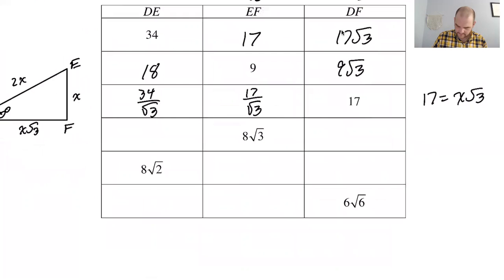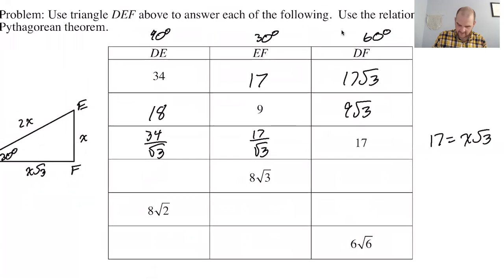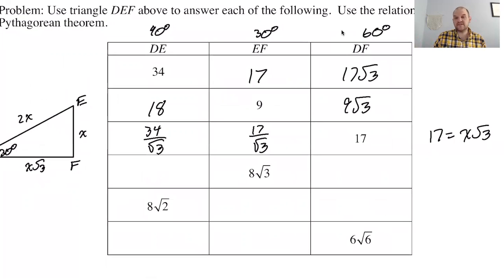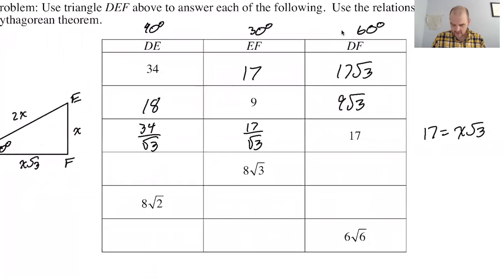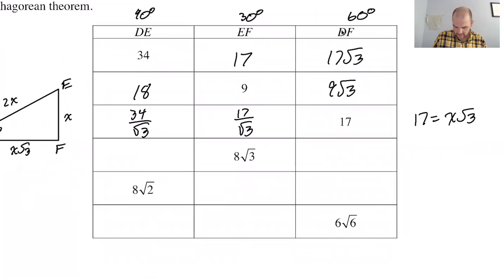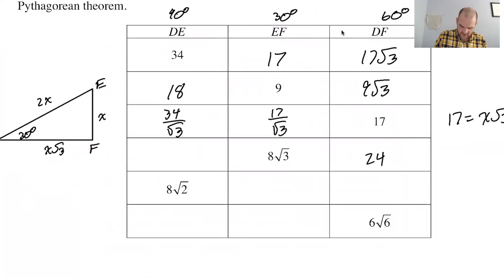So here, I have the side opposite 30. So to get the side opposite 60, I need to multiply by root 3, which is a little weird in this case. I mean, it's not really, but you get 8 root 3 times root 3, which is 8 times 3, so you get 24. And then here, this will be twice 8 root 3, so 16 root 3.